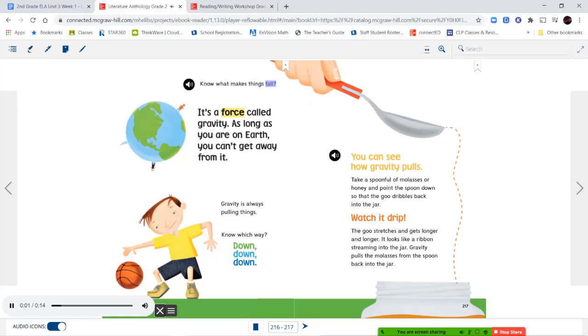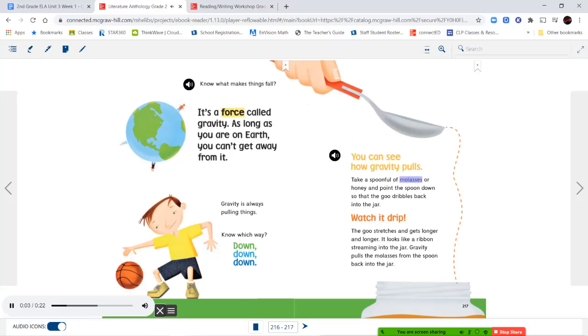Know what makes things fall? It's a force called gravity. As long as you are on Earth, you can't get away from it. Gravity is always pulling things. Know which way? Down, down, down. You can see how gravity pulls.